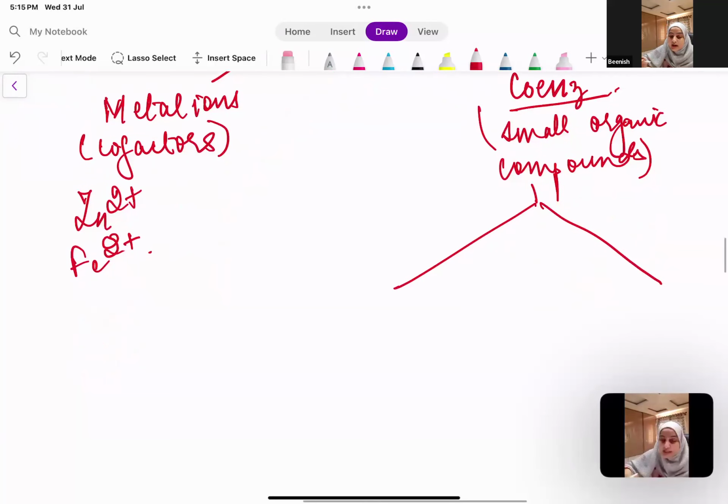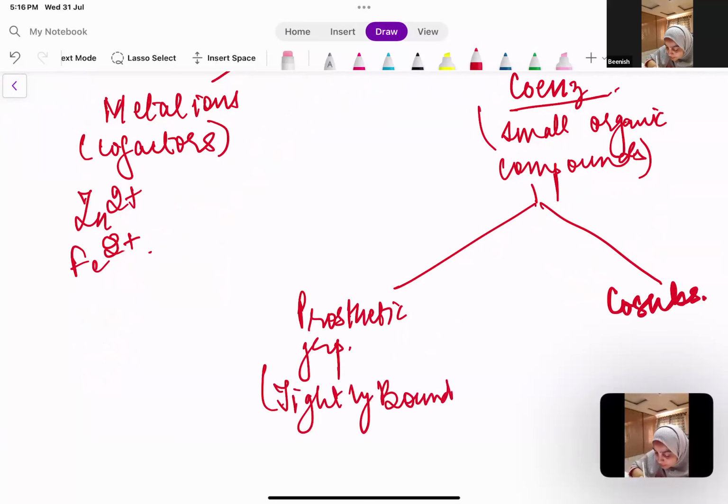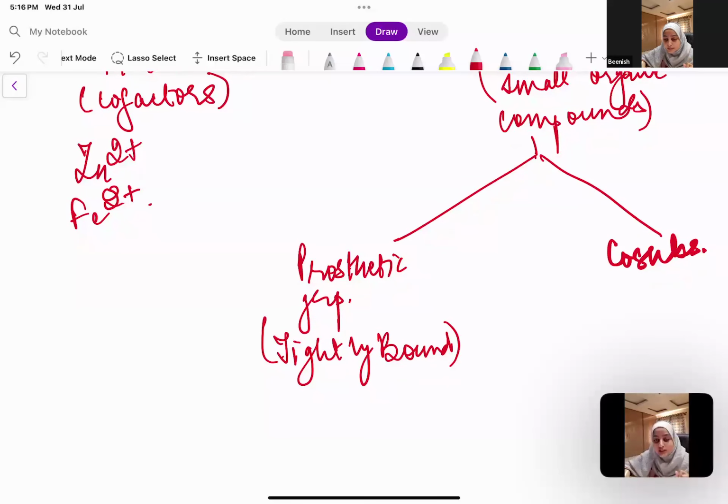Now, your coenzymes can again be of two types: prosthetic group and co-substrate. Your prosthetic groups are tightly bound to the enzyme, and your co-substrates are loosely and transiently bound to the enzyme.